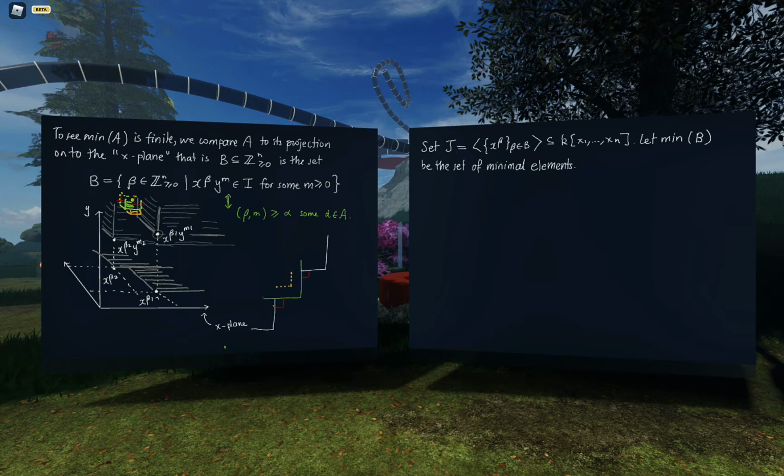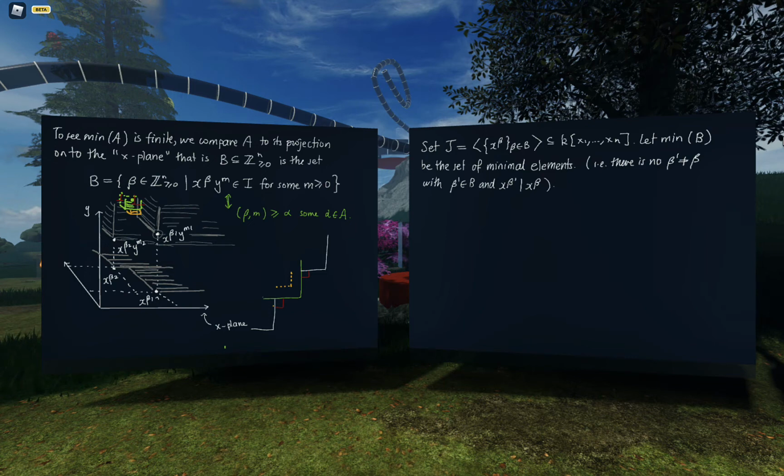But if I ask for minimal things of the shadow, then they might have something to do with minimal elements of A, right? But minimal here means, i.e., minimal in a sense that only refers to the x variables. So there is no beta prime different to beta, with beta prime in B and x to the beta prime dividing x to the beta.